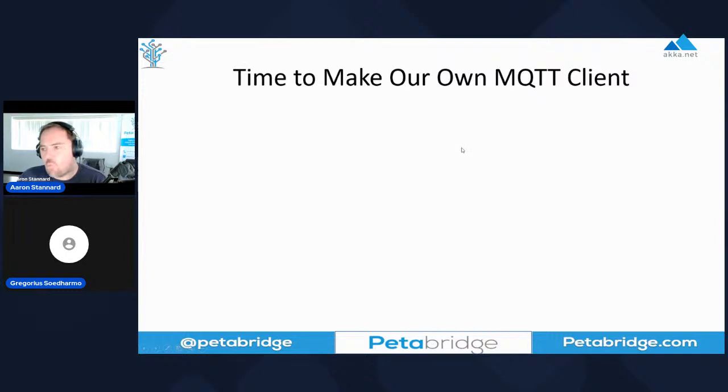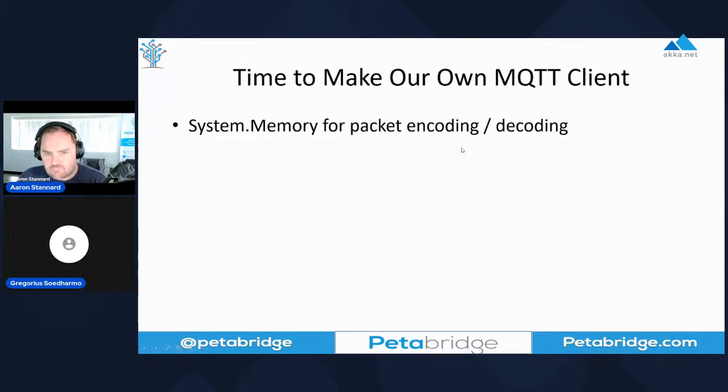So we evaluated a number of different options for trying to solve this problem. We tried changing a whole bunch of settings in MQTT Net. We tried using their low-level client as well. And ultimately, where we came down was that we could probably, in the span of about a week, about 40 to 50 hours of engineering effort, beat MQTT Net on performance.